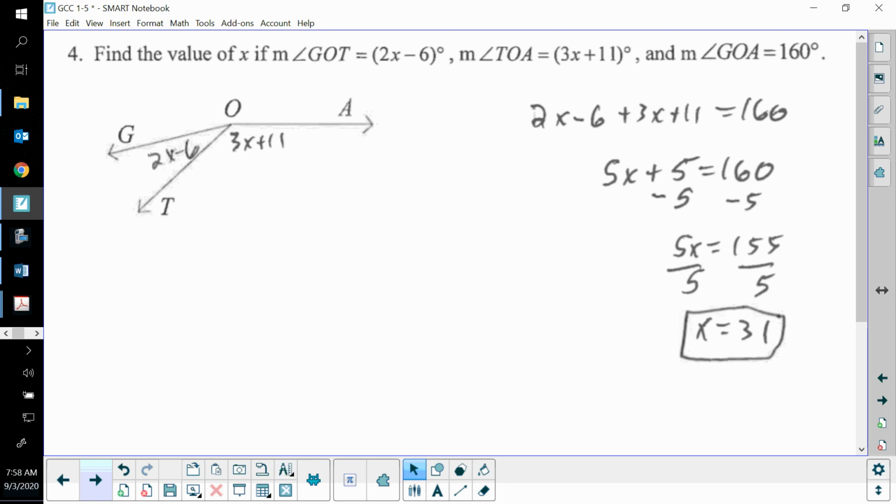Here we've got the angle addition postulate. Again, it didn't say you had to justify the geometry steps, but if on a quiz or a test it did, that's what you would have written for that first step. Go through and solve, and we get x is 31. Go back and reread the question. That's what they wanted you to do. We didn't have to sub back in.